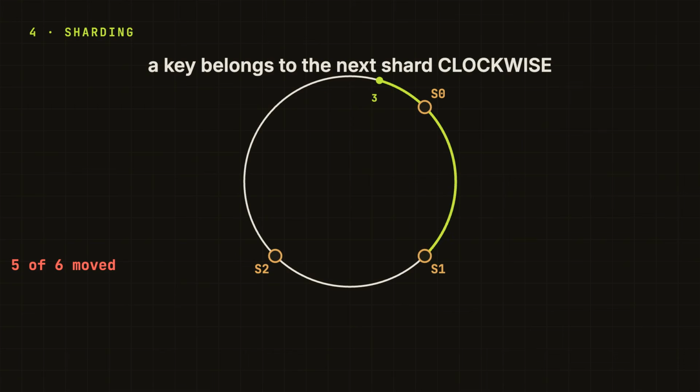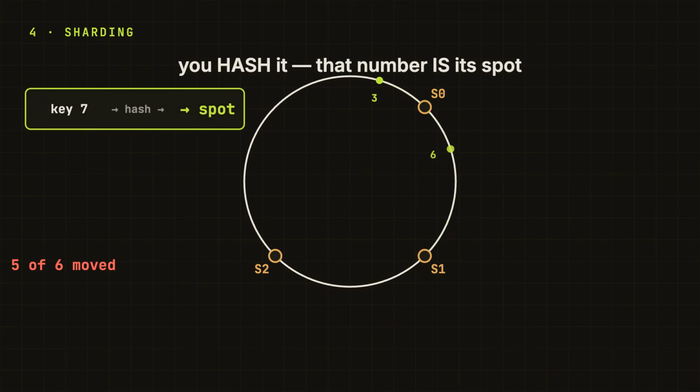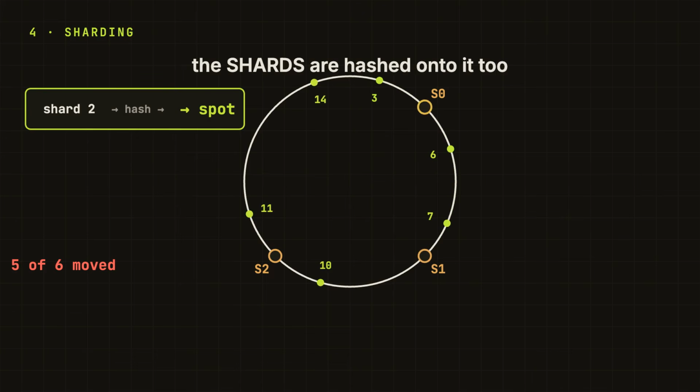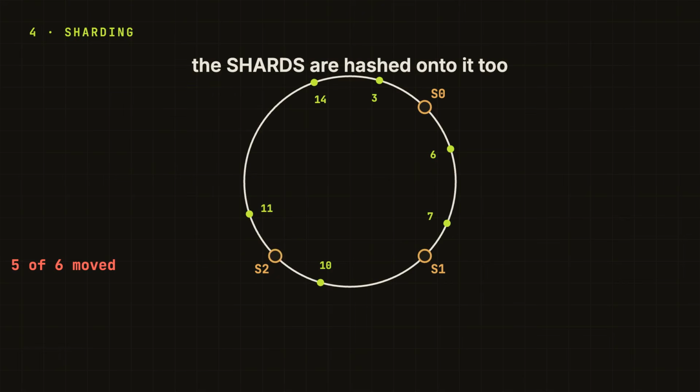And how does a key fall at a point? You hash it, and that number is its position on the circle. And you hash each shard's name as well. So the shards sit at their own points on the same circle. Now, here is the beauty. When you add a new shard, it lands at one point and it takes over only the keys sitting just before it. Every other key looks clockwise, sees the same shard it saw yesterday, and it does not move at all.